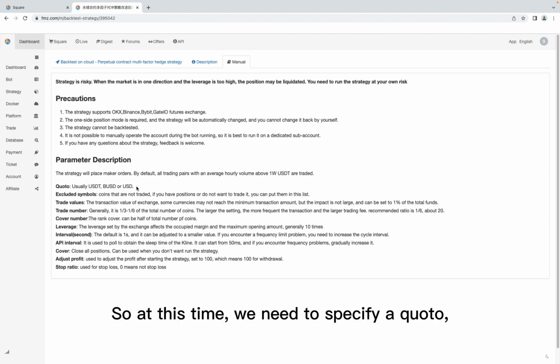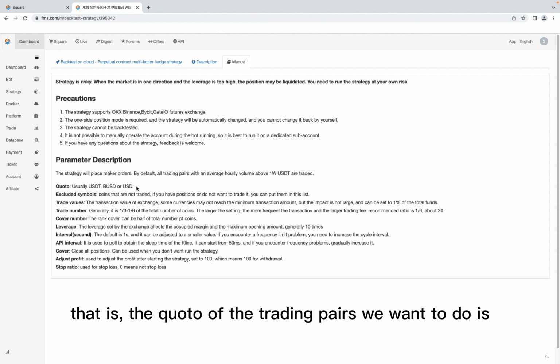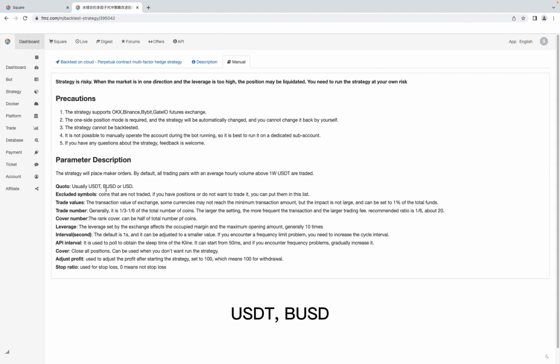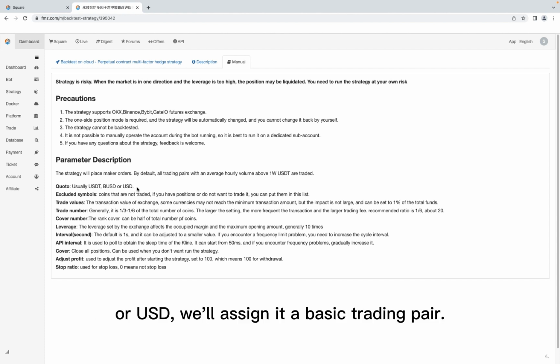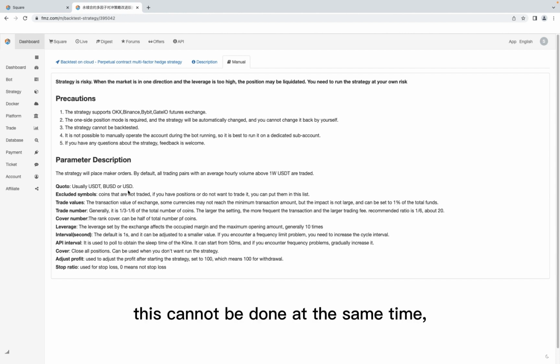So at this time, we need to specify a quota. That is, the quota of the trading pairs we want to trade is USDT, BUSD, or USD. We'll assign it a basic trading pair. Of course, these cannot be mixed. If I want to do BTC USDT or BTC BUSD at the same time, this cannot be done at the same time. That is, we can only use one quota for trading pairs. So this place is to set the quota trading pair, that is, the quote currency in the trading pair.